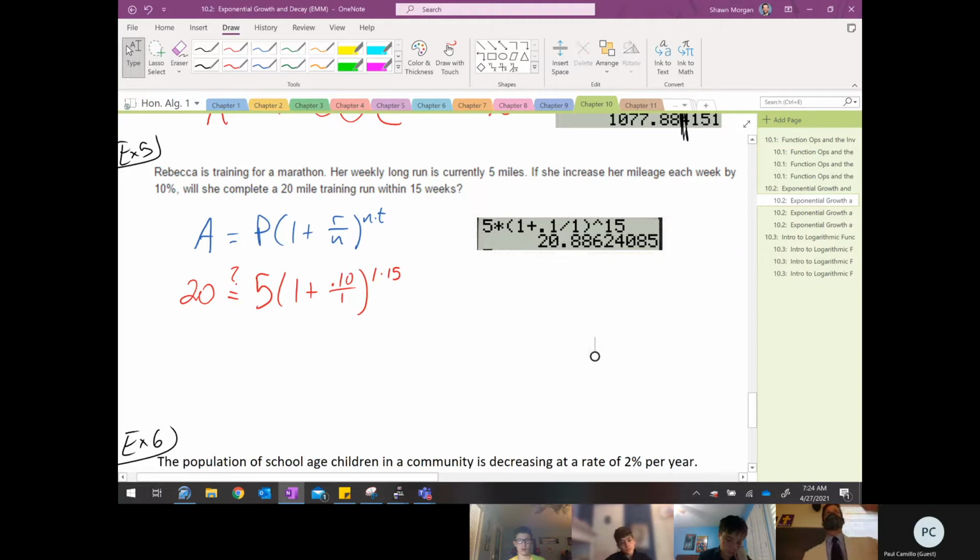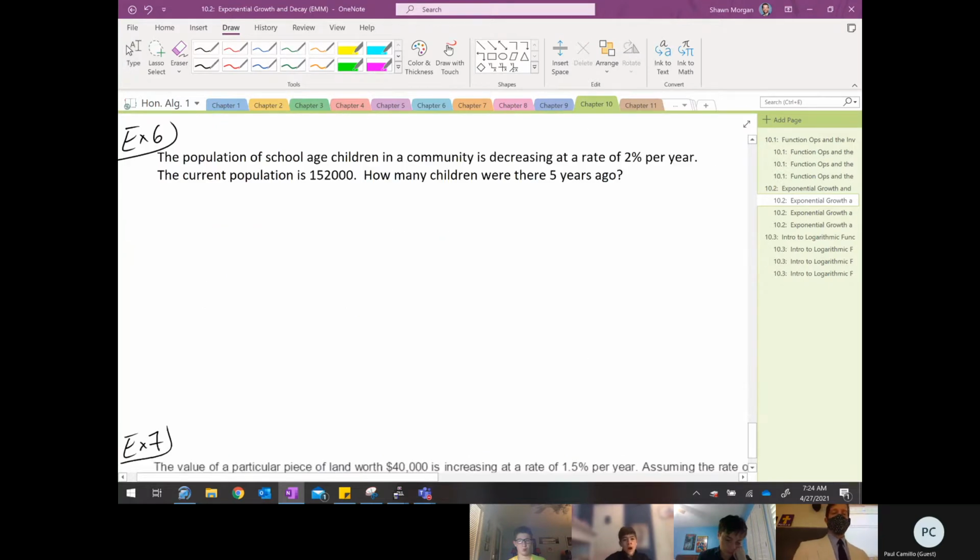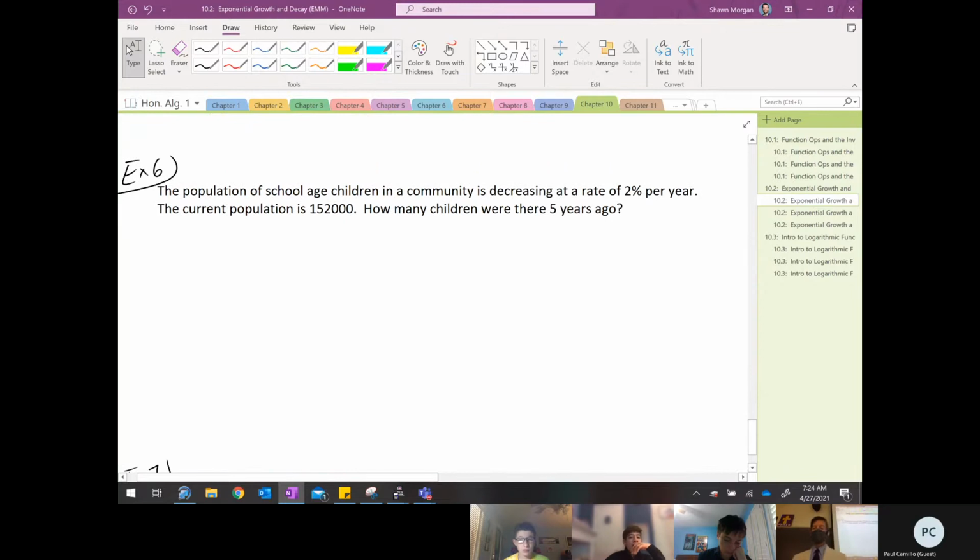Any questions on example 5? All right, then let's look at example 6. This one's a little bit strange because we're going to be decreasing. This isn't exponential growth, it is exponential decay. Very good. So this is going to be one little twist that we introduce on this problem.